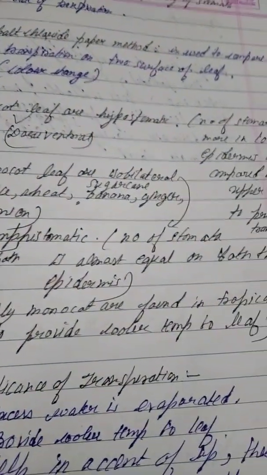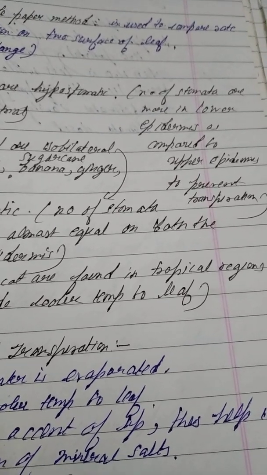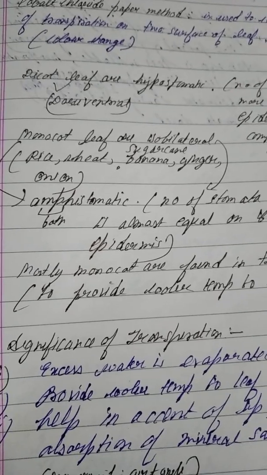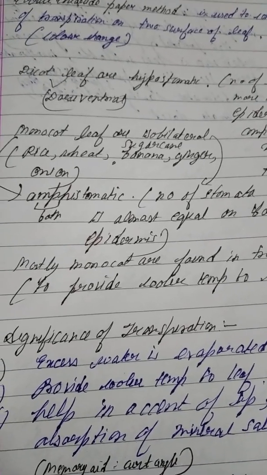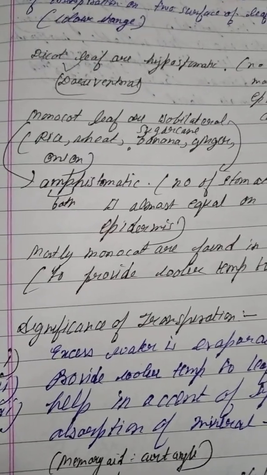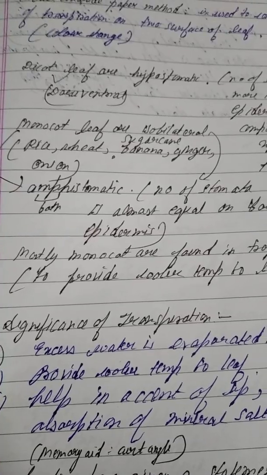Dicot leaf are hypostomatic. So what does hypostomatic mean? Number of stomata are more in lower epidermis as compared to upper epidermis to prevent transpiration. So please student remember hypostomatic. Dicot leaf are also dorsiventral. Monocot leaf are isobilateral and amphistomatic. It means number of stomata is almost equal on both sides of epidermis.